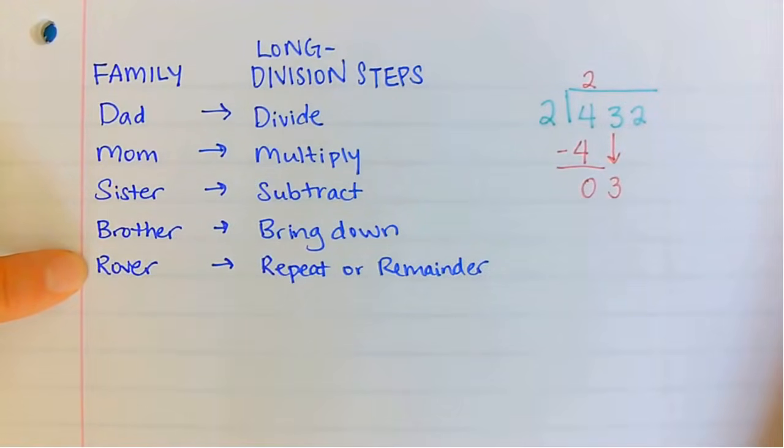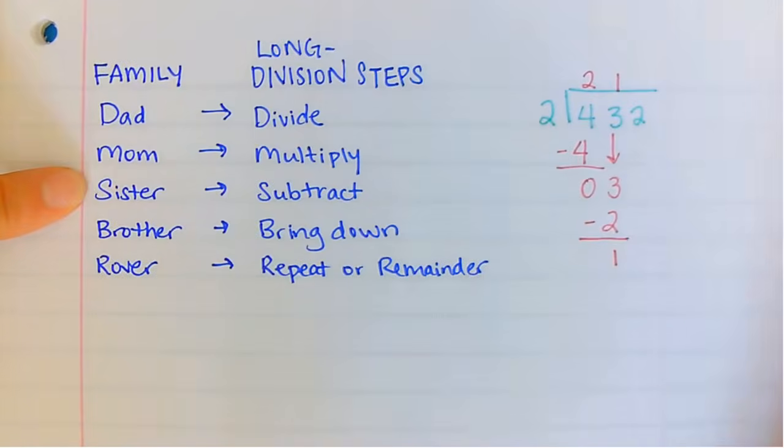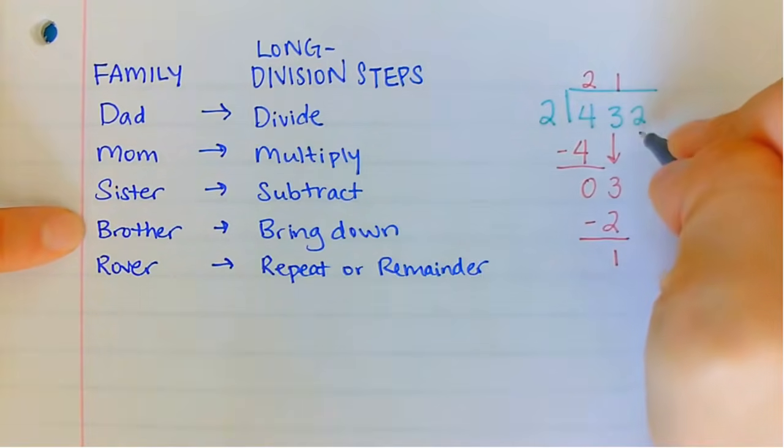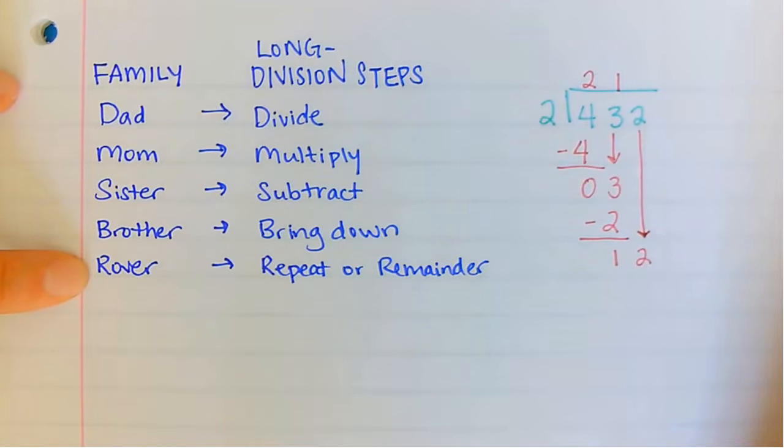Rover says repeat or remainder in his dog voice. But since we're not at the end of the problem, we're going to have to repeat. Again, dad says divide. So 3 divided by 2 is 1. Mom says multiply. And 2 times 1 is 2. Sister says subtract. 3 minus 2 is 1. Brother says bring down. So we're going to be very careful to bring down the 2 next to our 1. And Rover says repeat or remainder. So we're going to repeat.